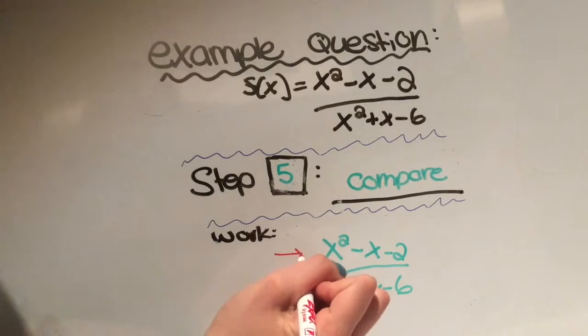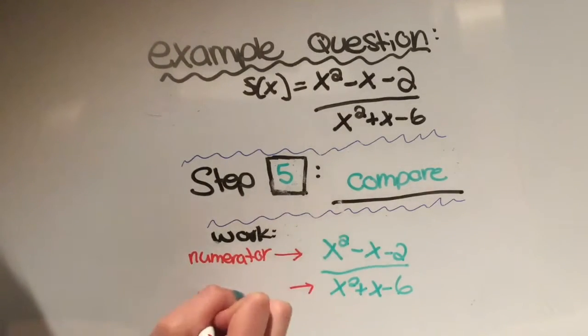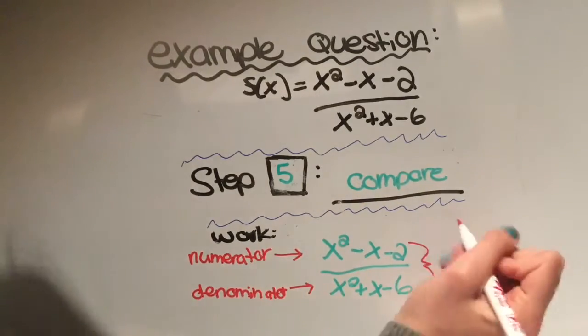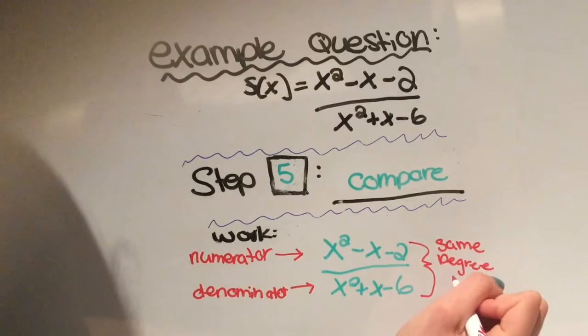For the fifth step, compare the degrees to find the horizontal asymptote. In this case, it has the same degree on both the numerator and the denominator. Whenever a rational function has the same degree, the horizontal asymptote is always 1.